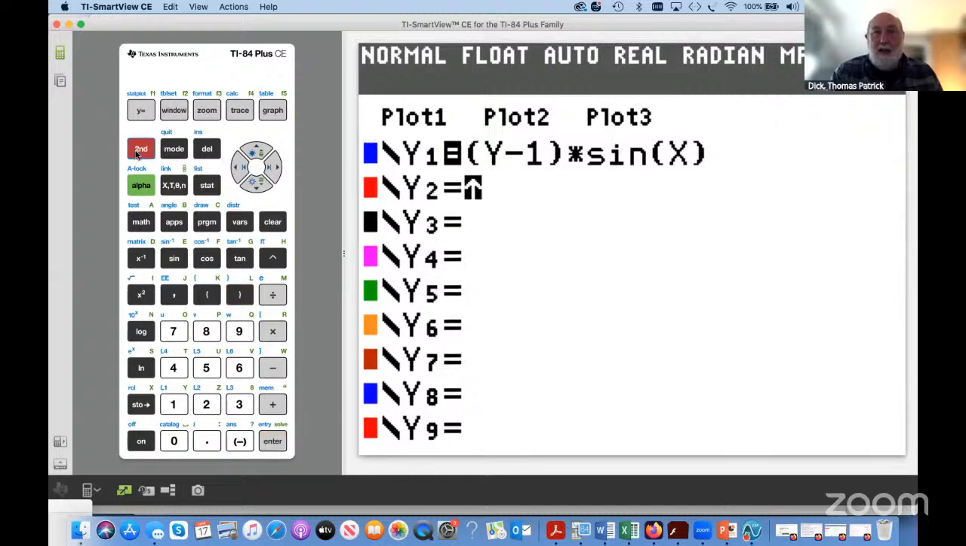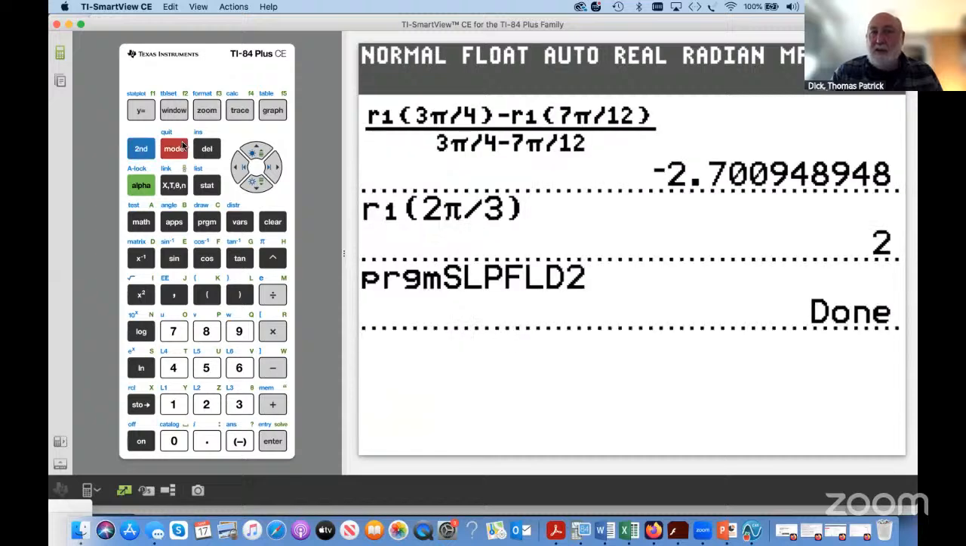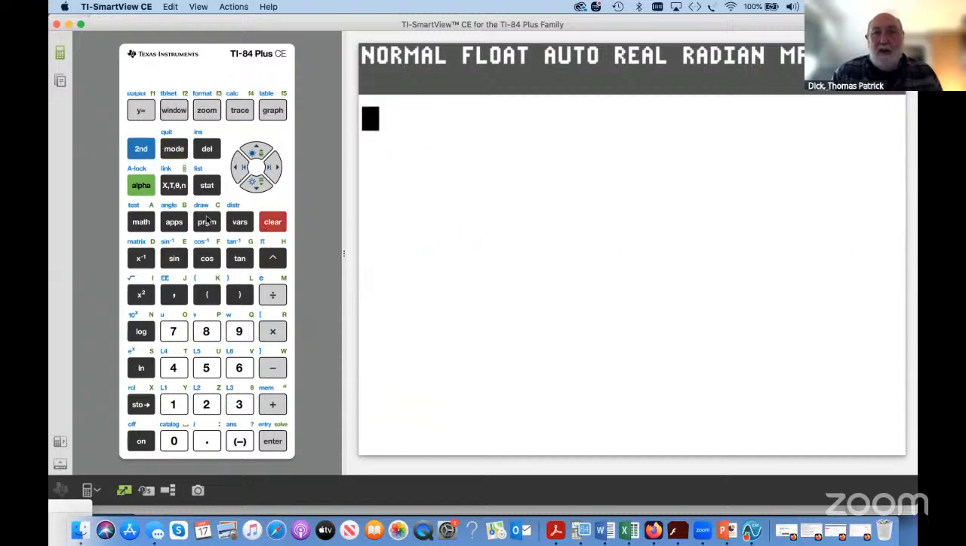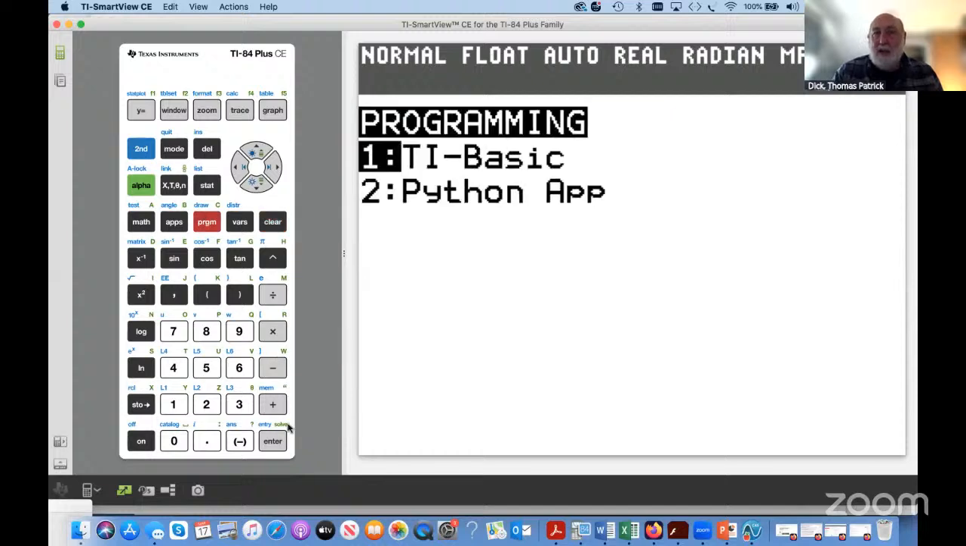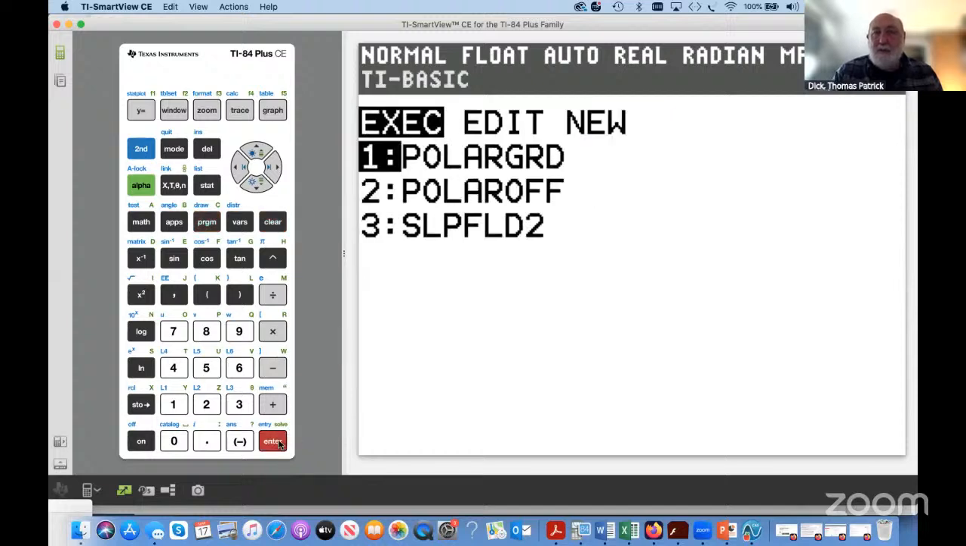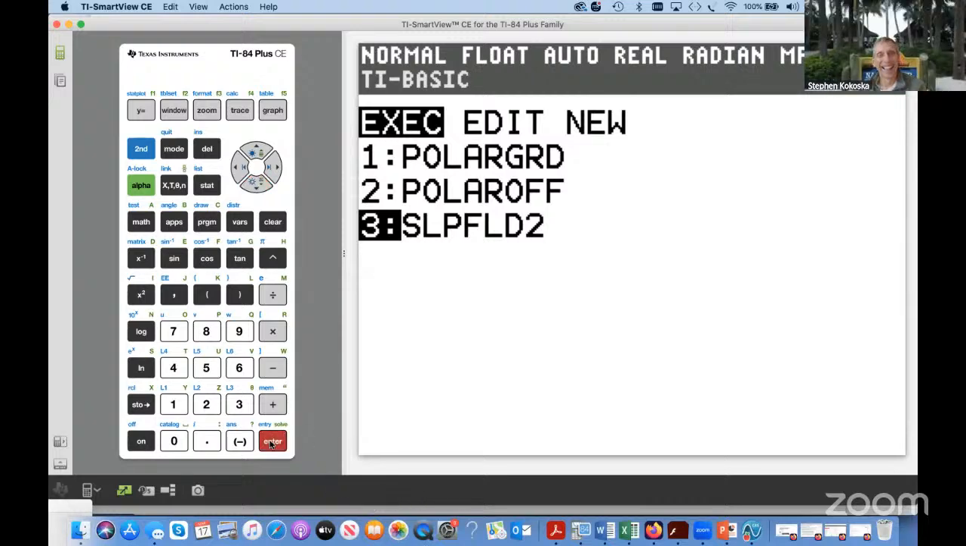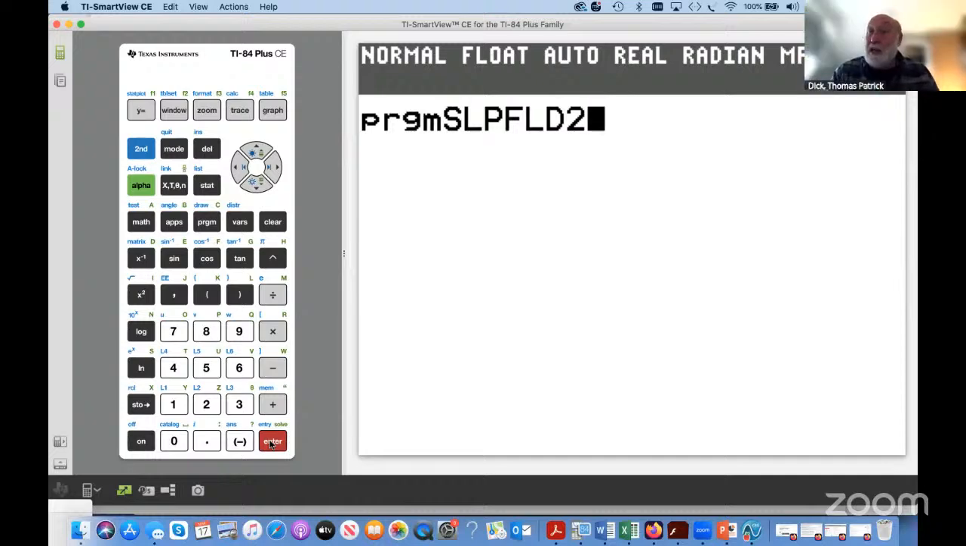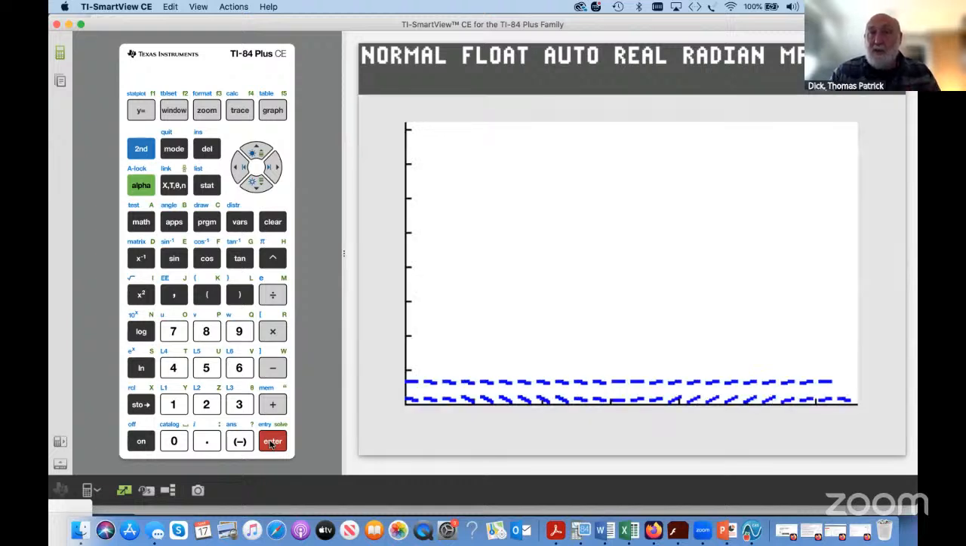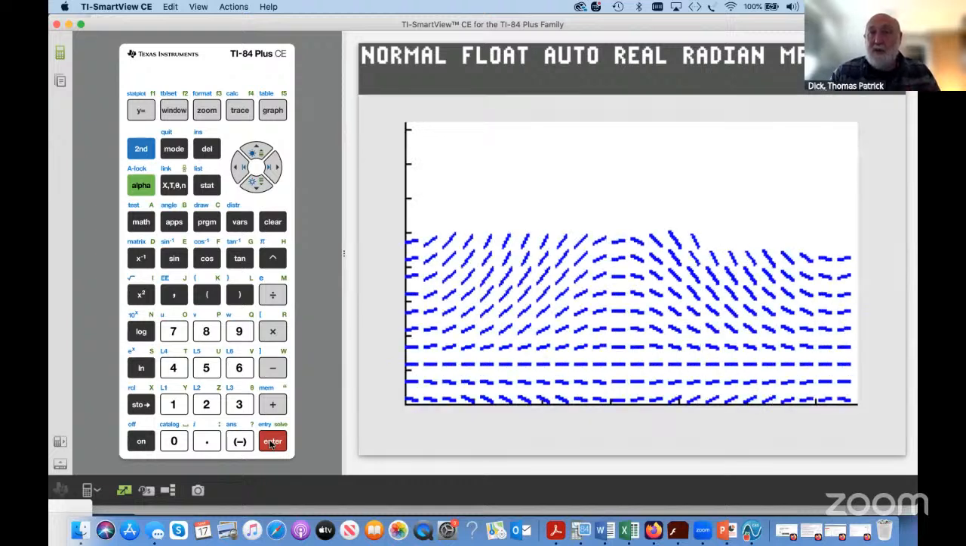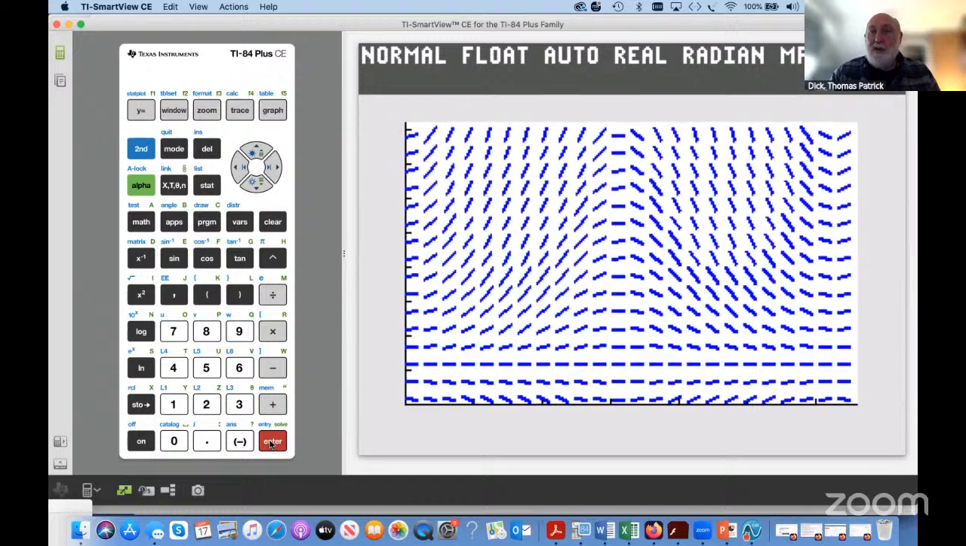I can quit to the calculator screen and clear that out. I'll go to programs, and in my TI-Basic programs I have one called SLPFLD2, for slope field 2, because I did some tweaks to it. Let me enter that, and enter again to run it. What it should do is plot a slope field for that differential equation.